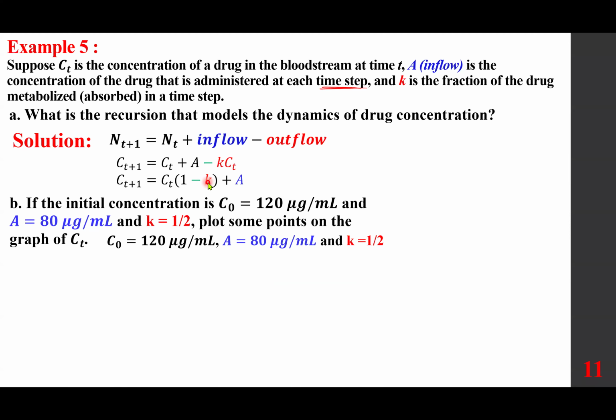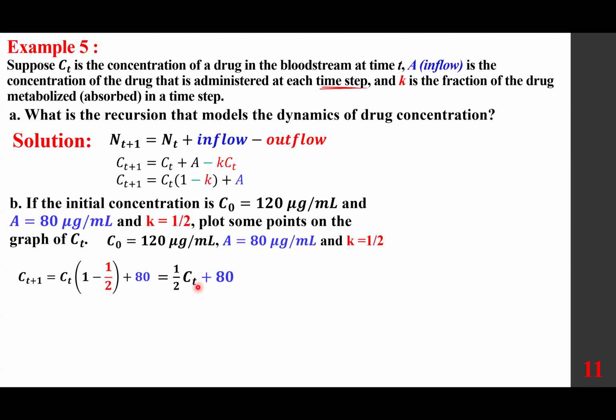goes K, which is 1/2, A, which is 80. 1 minus 1/2 is 1/2. So what it means, 1/2 is gone, 1/2 is left. That's really the meaning of it. Normally, this K, the amount that gets absorbed, is more than 1/2. But anyway, having said that, we have 1/2 C sub t plus 80, and the initial value, C sub 0, is 120. So the next one would be C sub 1. See, C sub 0 is given. The next one is C sub 1.